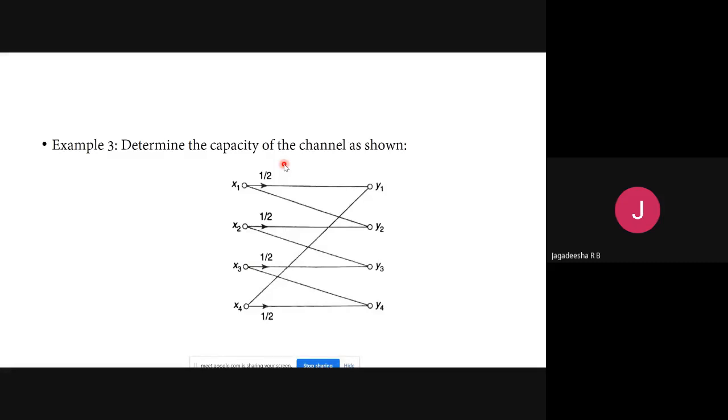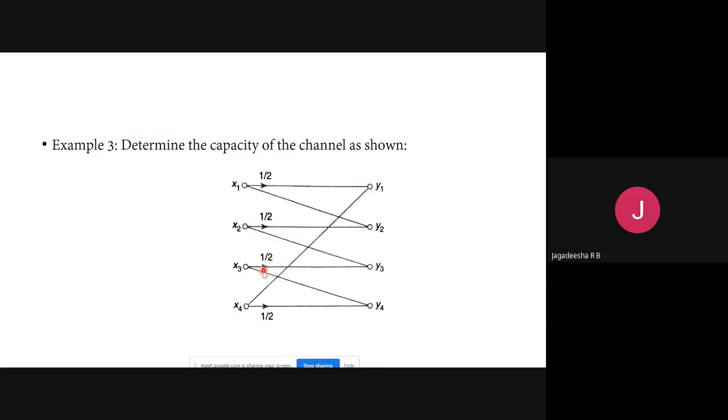But here, there is one more possibility. If you see here, the transition probability from x1 to y1 is half. The remaining will be, anyway, it is not given, but it is half. It is understood because the total sum of the probabilities should be equal to 1. Again, if you use the second source to send the data, its probability is half.